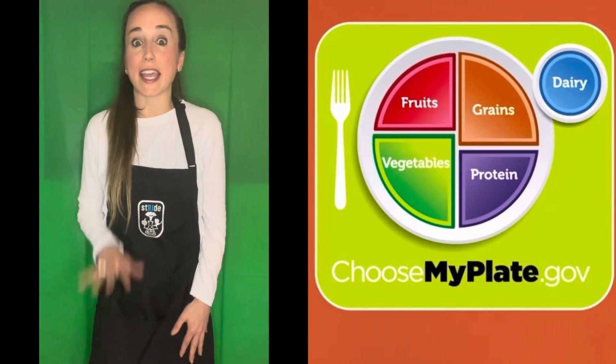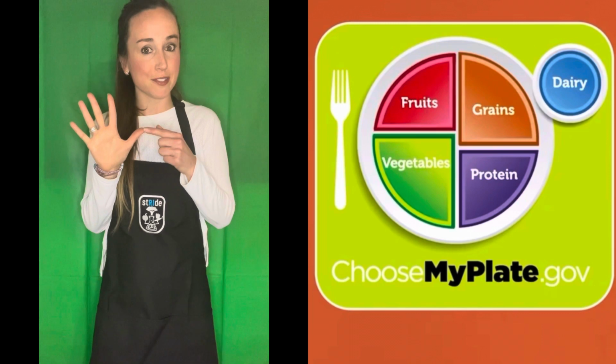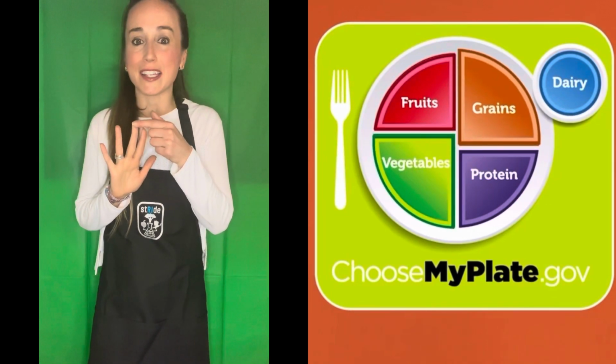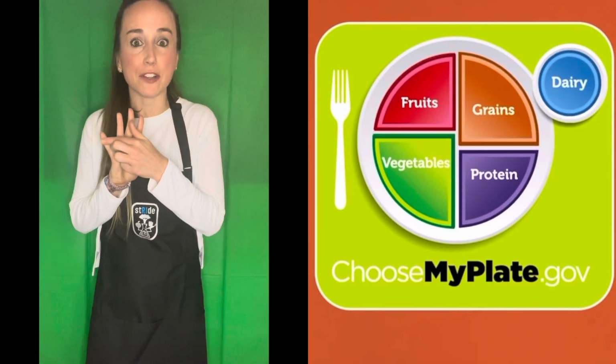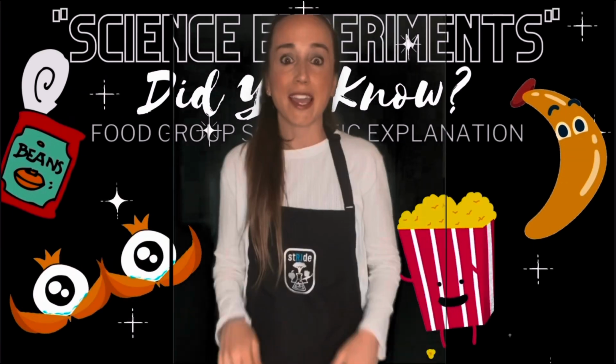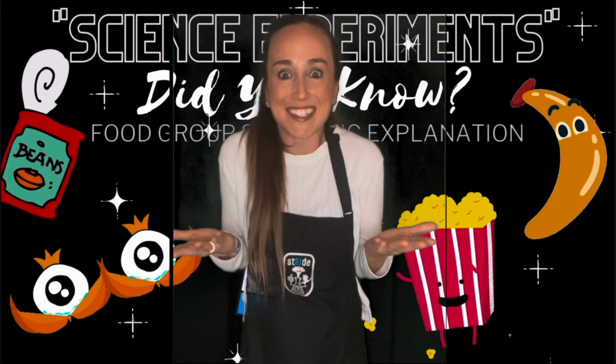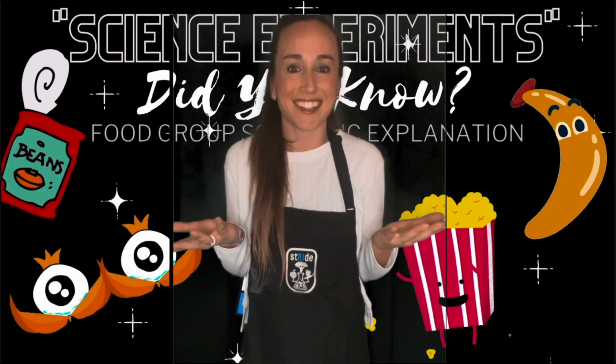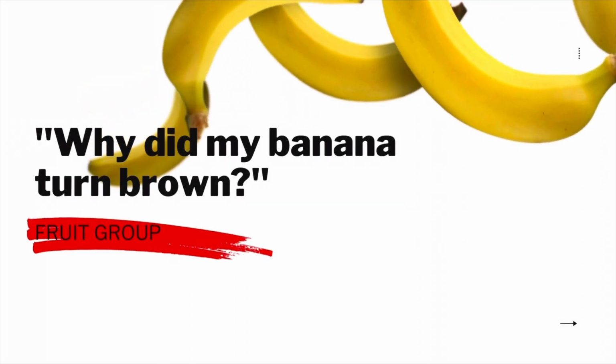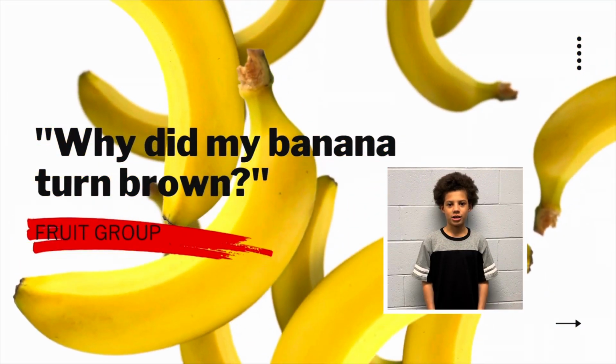Today we're going to be looking at all 5 food groups, the fruit, vegetable, grain, protein, and the dairy group, and exploring scientific reasonings behind why things happen. Let's begin. The first food group we will look at is the fruit group. And the question is, why did my banana turn brown?